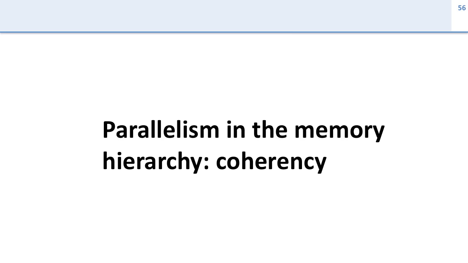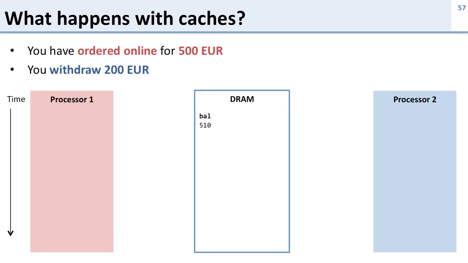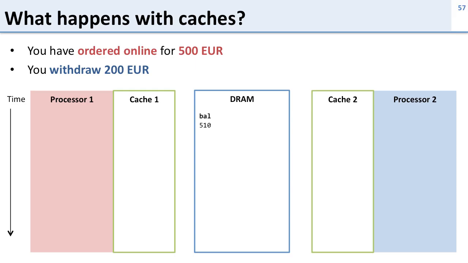Now we're going to talk about parallelism in the memory hierarchy, and in particular cache coherency. So let's take a look at the example we've been seeing before with what happens when we add caches to it. So now we're going to put caches in here. So each processor has its own cache. And what happens? Well, processor 1 goes ahead and loads the balance.